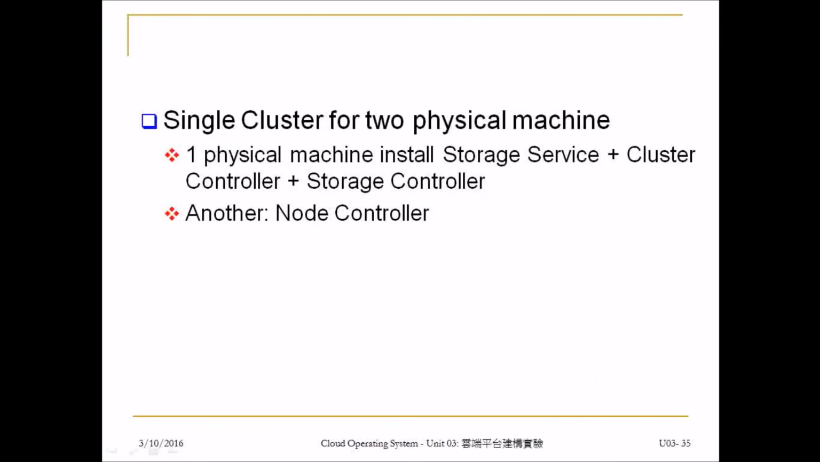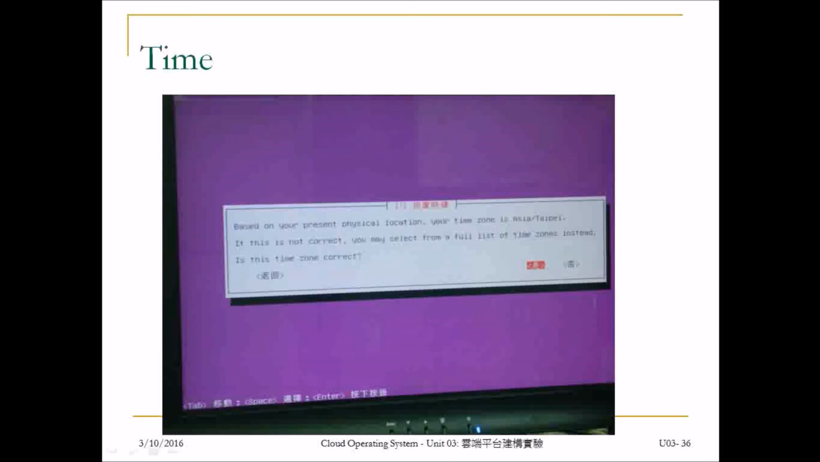For example, if you want to create a single cluster for two physical machines, the first physical machine will install the storage service, cluster controller, storage controller. Then another physical machine will provide the computing resource. So another physical machine will install only the node controller. Then you can set up your system time.